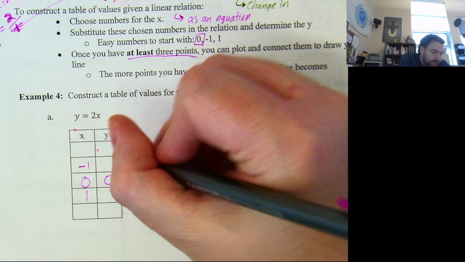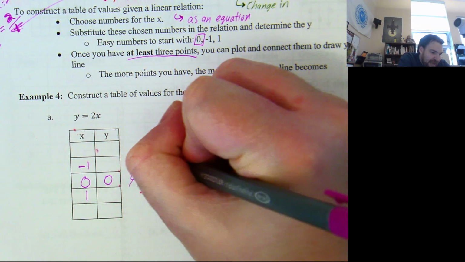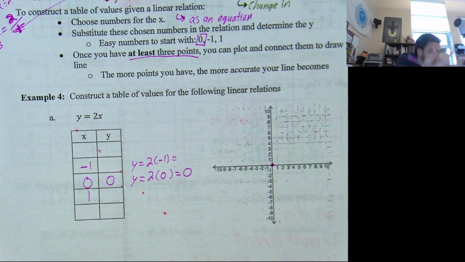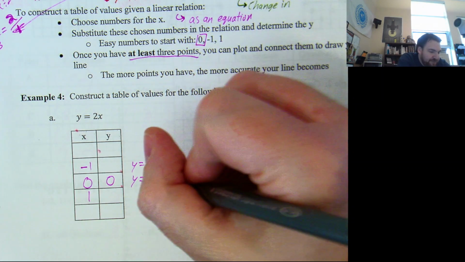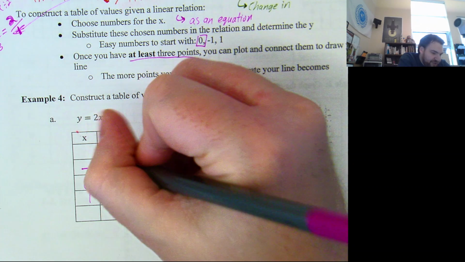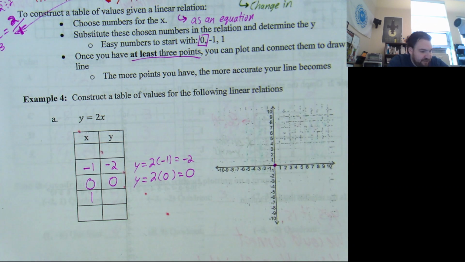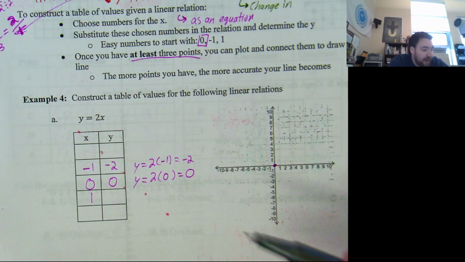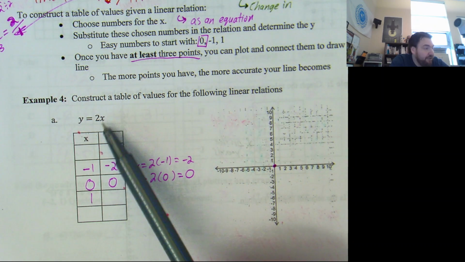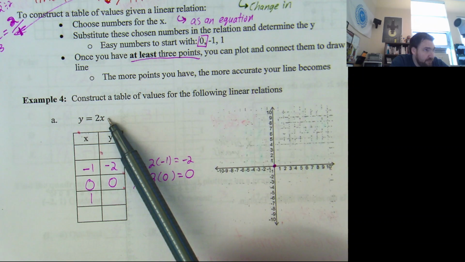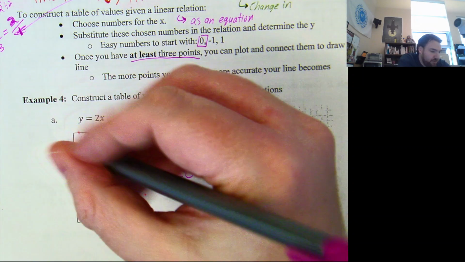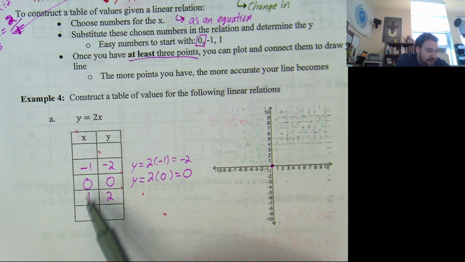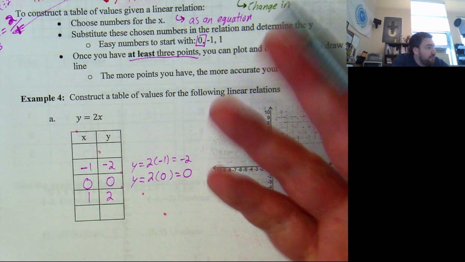Now we're going to take -1, we're going to plug it in. So y equals 2. I'm going to put -1 in there, and you already said it. 2 times -1 is -2, and so our y value then is going to be -2. Likewise, if I put 1 in here, 2 times 1 is 2. So if x is 1, then y is 2. I've got three values now.